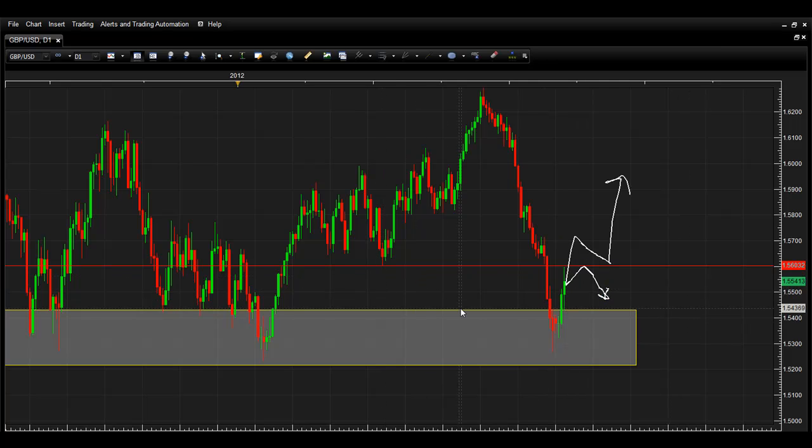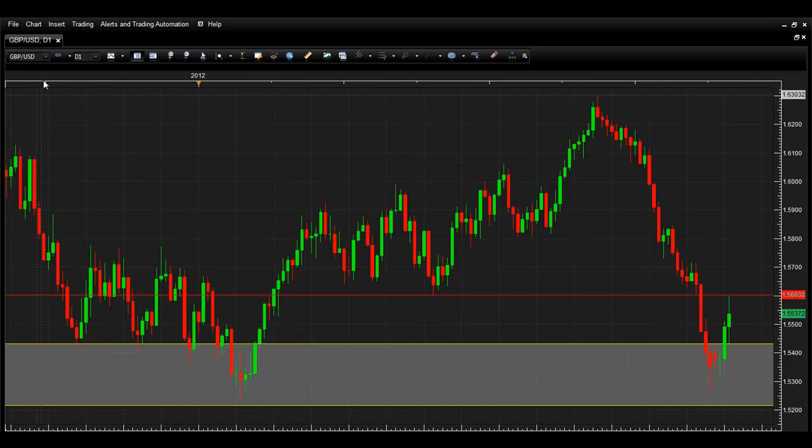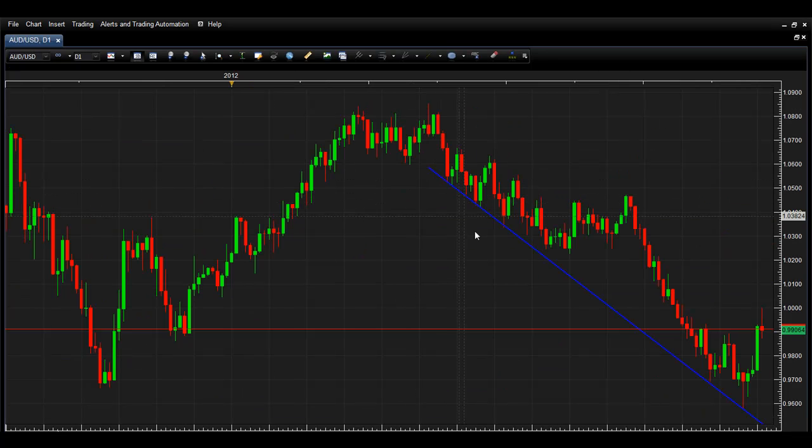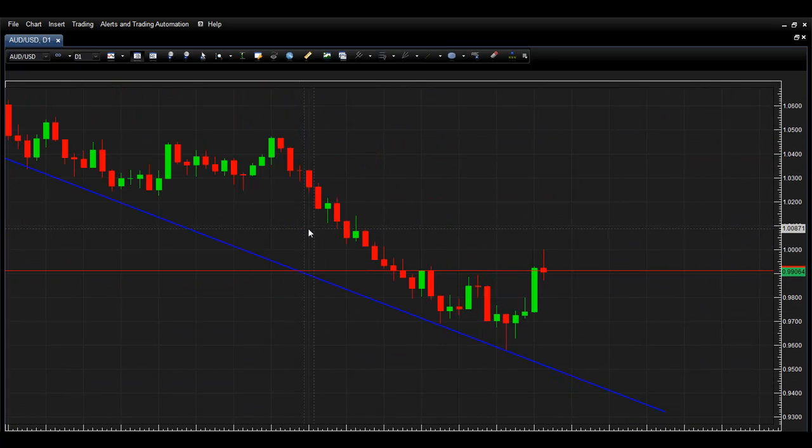All right, that is my analysis for pound dollar. Let's go ahead and move along. Next, we will look at the Australian dollar, US dollar. As we mentioned yesterday, the Australian dollar had an exploding bar to the upside, bouncing off this trend line and then really moving upward fast.